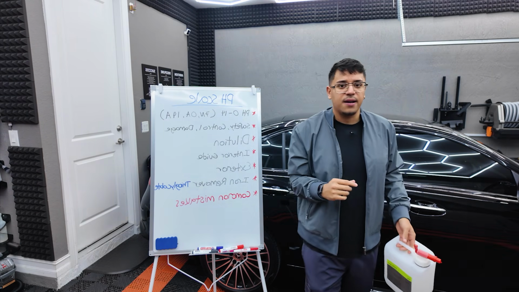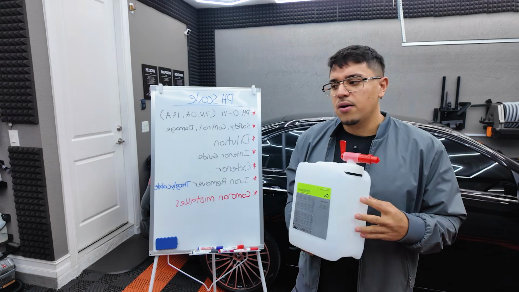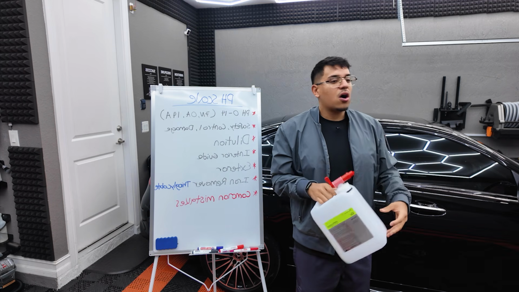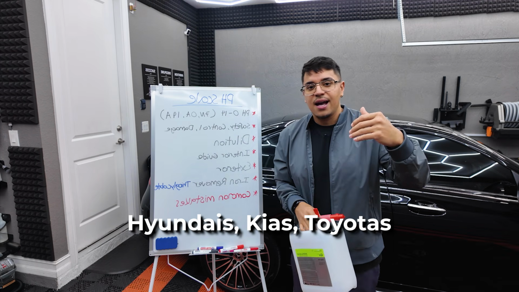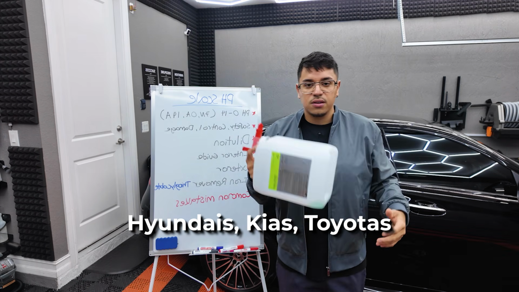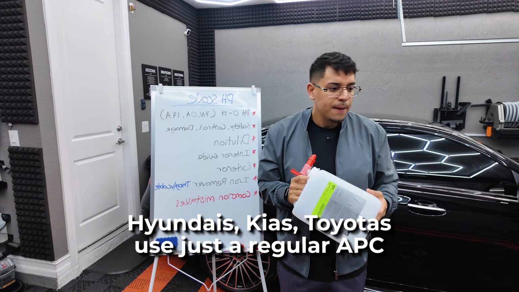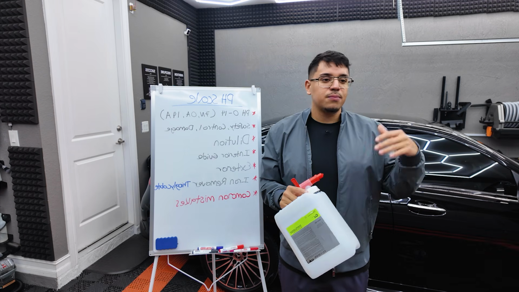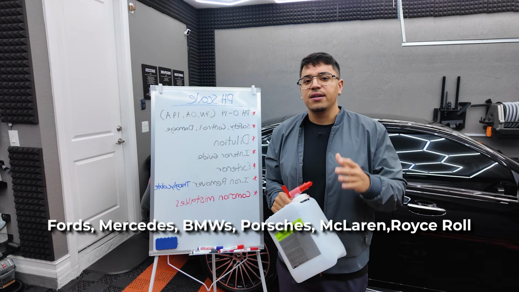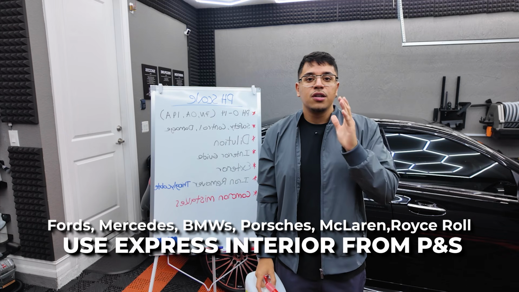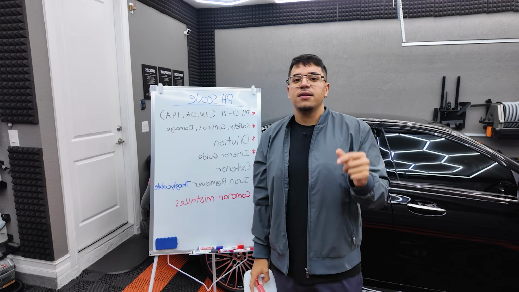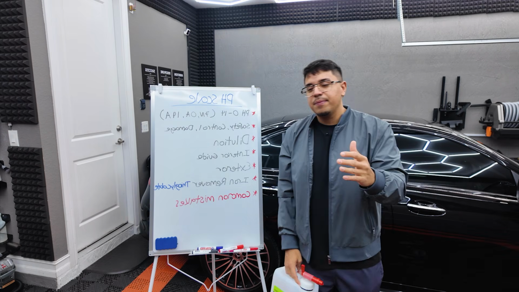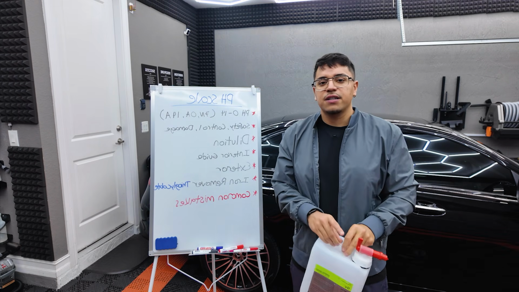For the interior, like I said, for the most part, cars like Hyundais, Kias, Toyotas, those types of cars, you can go ahead and use just a regular APC. But for Mercedes and BMWs, Porsches, McLarens, Rolls-Royce, etc., we use Express Interior from PNS just to be safe. For Alcantara, same. We use a pH neutral product just to be safe. Like I said, it's going to become a pain in the ass, but when you have experience, you learn.